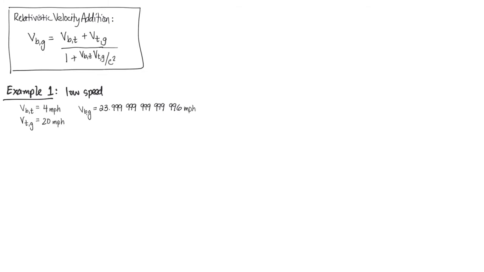Well, that is awfully close to the non-relativistic expectation of 24, 20 plus 4. In fact, if you'd like, you can write this as 24 miles per hour minus 4 times 10 to the minus 15 miles per hour. So it's so close to 24 that you'd never notice this in your daily life. And so what we see here is at low speed, we indeed recover the non-relativistic limit.